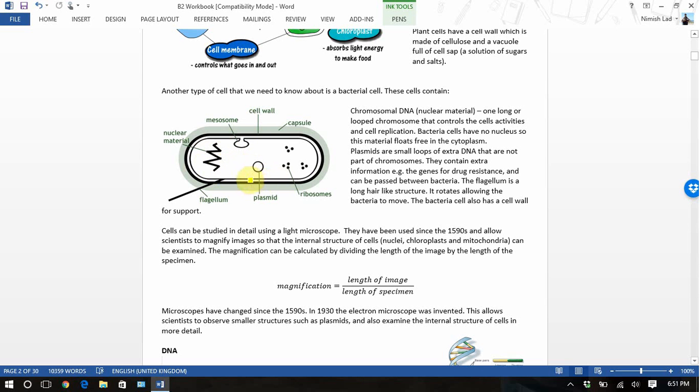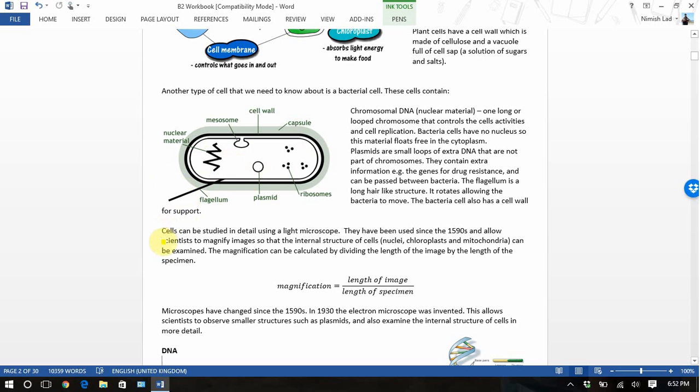The plasmid over here is extra DNA, and they're not part of chromosomes. So they contain extra information, like genes for drug resistance, and it can be passed between bacteria through the plasmid. So you've got the normal chromosomal DNA, but you've got this plasmid DNA, which is extra as well. You also have the flagellum. It's like a long hair-like structure. It rotates, it spins, it allows the bacteria to move. It also has a cell wall for support.